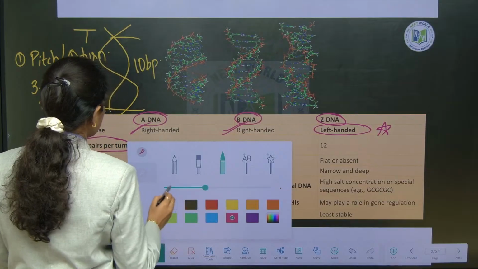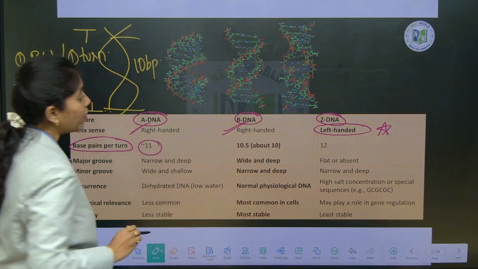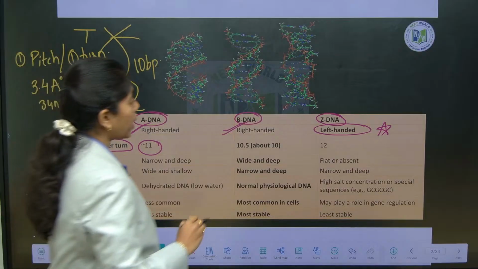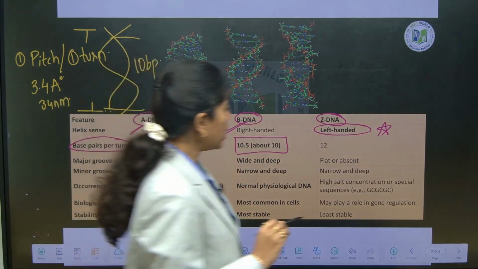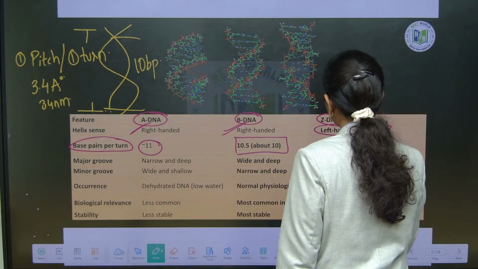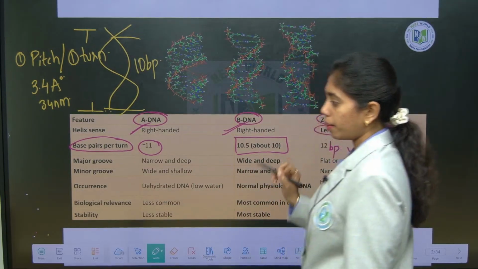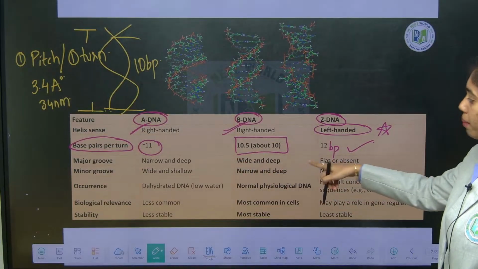Here you see, A type DNA will have hardly 11 base pairs, B type you have 10.5 or approximately 10 base pairs of DNA, and Z type will have 12 base pairs of DNA. Important note, remember. Next, major groove and minor groove.